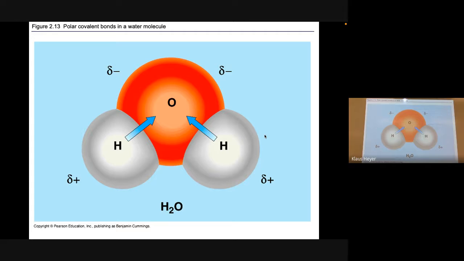So, ionic and covalent bonds share electrons, and they share electrons because they want their valence shell, that outer shell, to be filled up. That's why they do it.